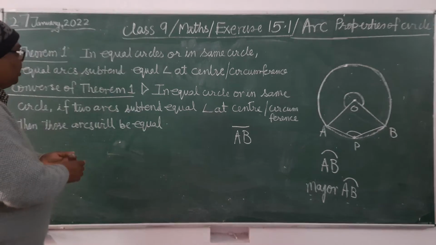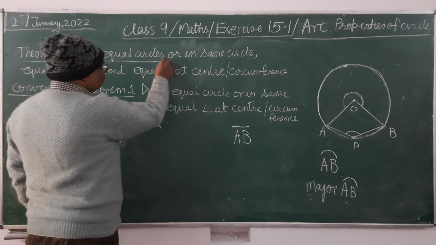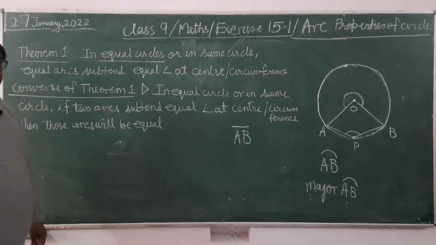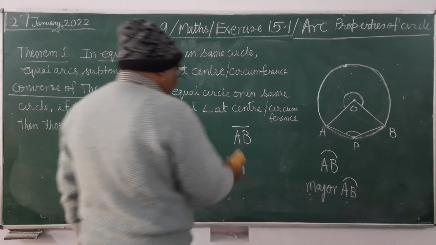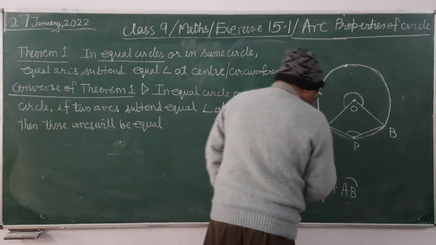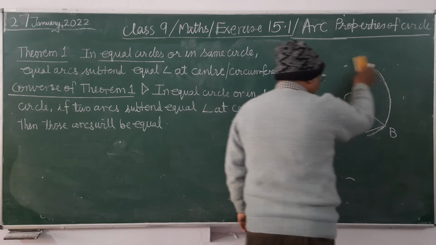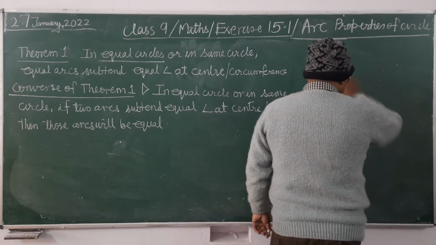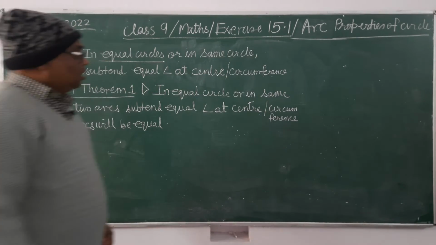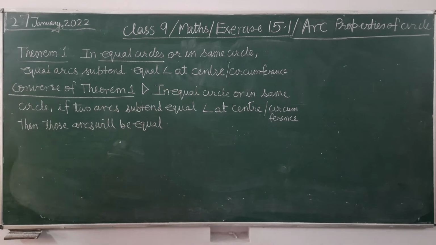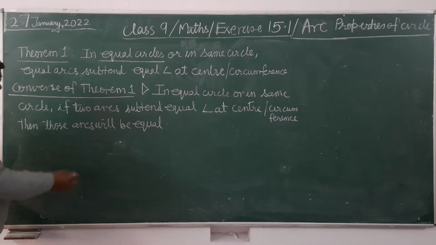Now what is the meaning of equal circles? Equal circles means both the circles have equal radii. So you can see here the first theorem. Here I have written two theorems. In equal circles or in the same circle, equal arcs subtend equal angles at the center.